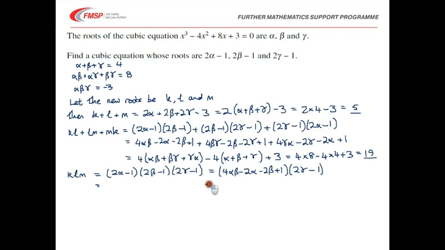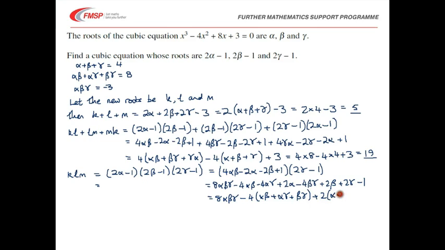And that comes out to be 8 alpha beta gamma minus 4 alpha beta minus 4 alpha gamma plus 2 alpha minus 4 beta gamma plus 2 beta plus 2 gamma minus 1. And collecting similar things together as before, 8 alpha beta gamma minus 4 lots of alpha beta, alpha gamma and beta gamma, plus 2 lots of alpha, 2 lots of beta and 2 lots of gamma, minus 1.